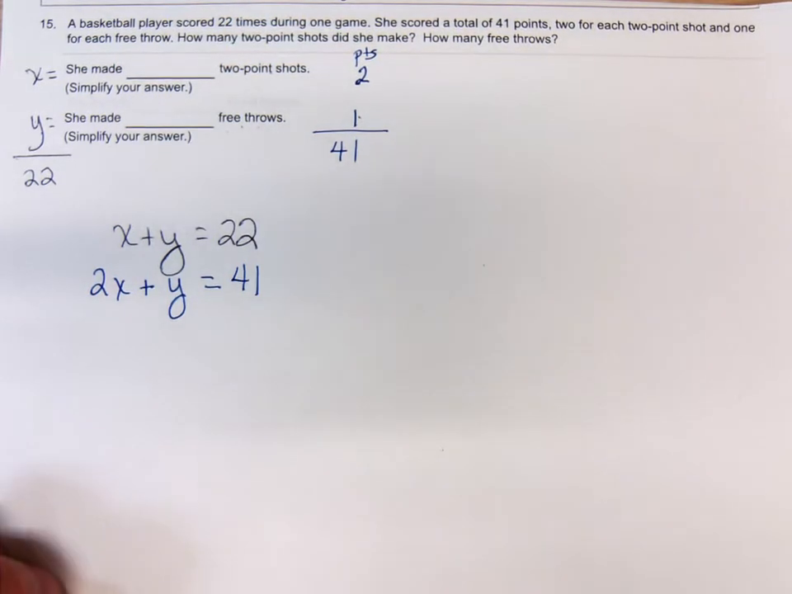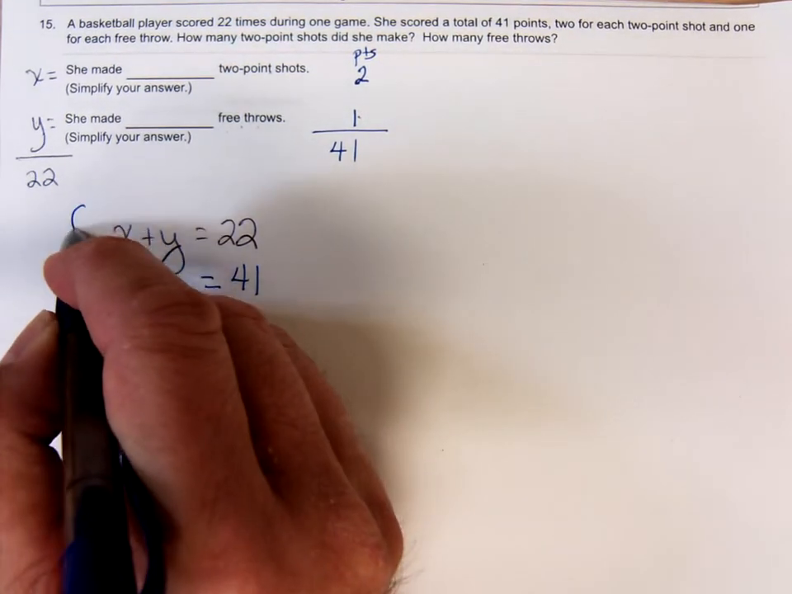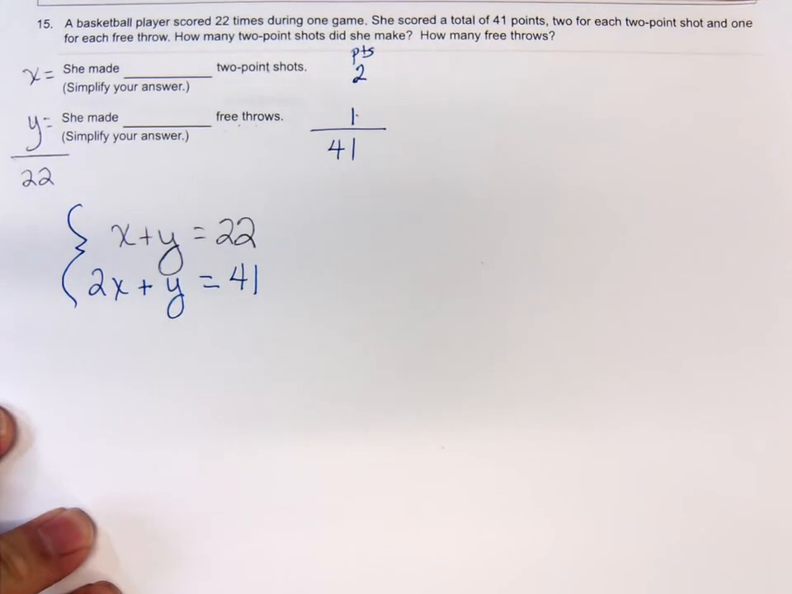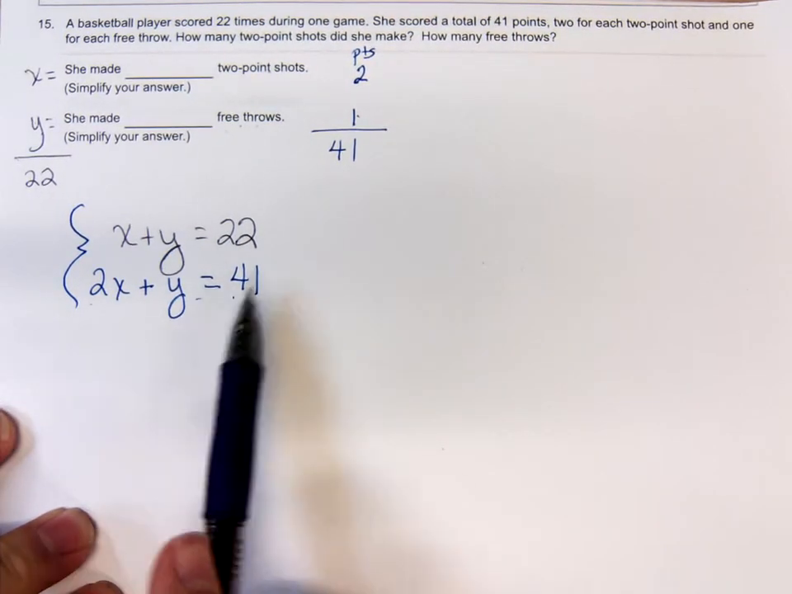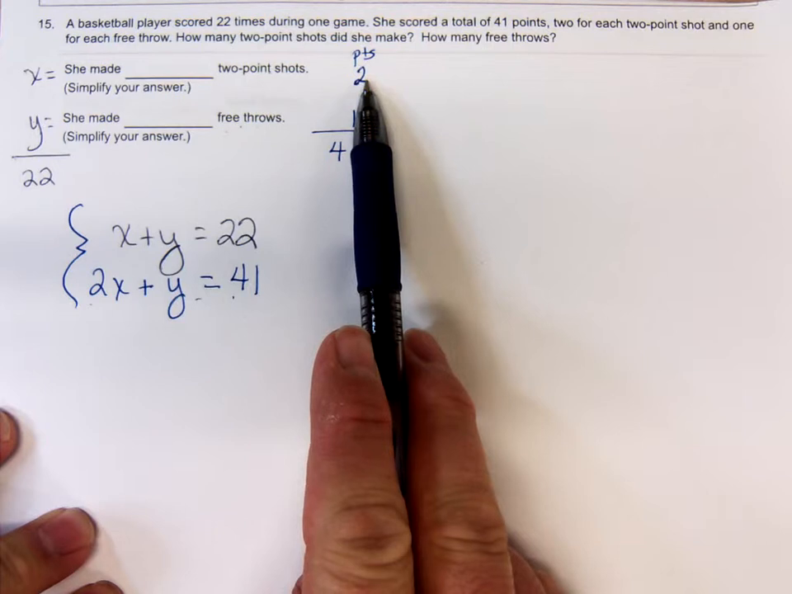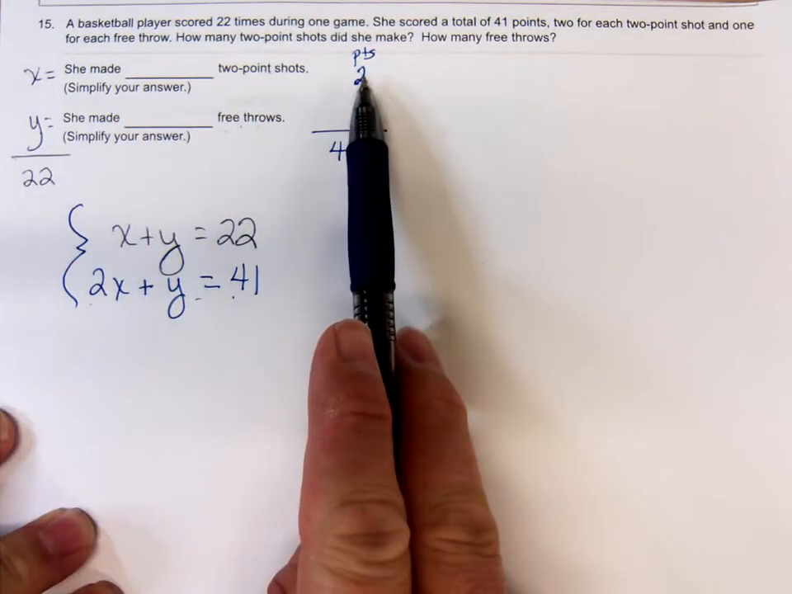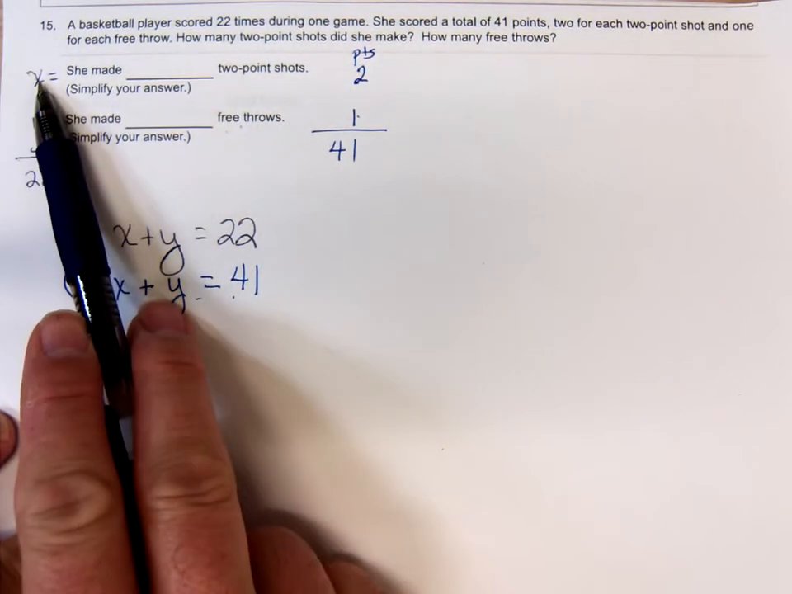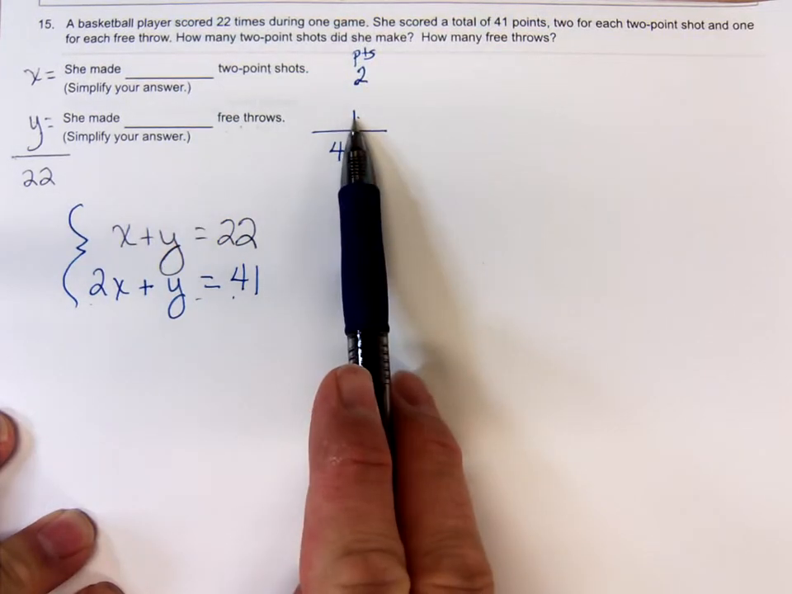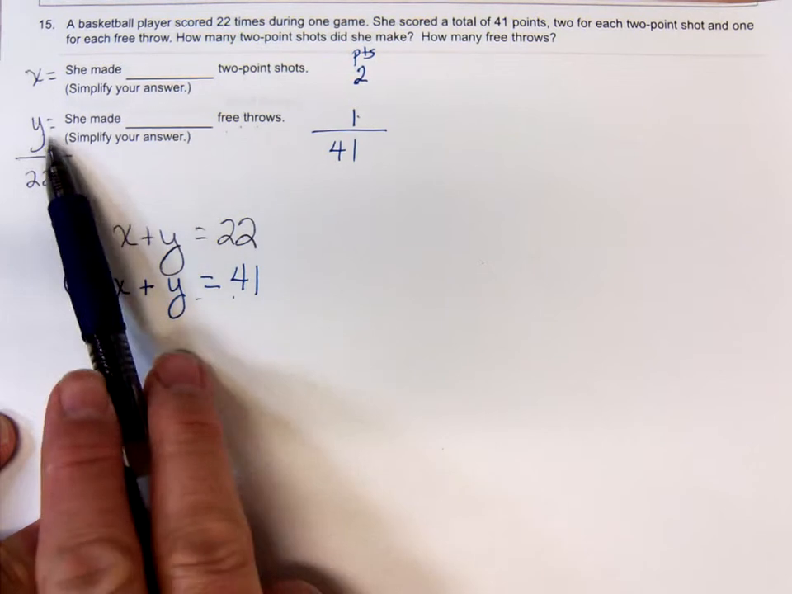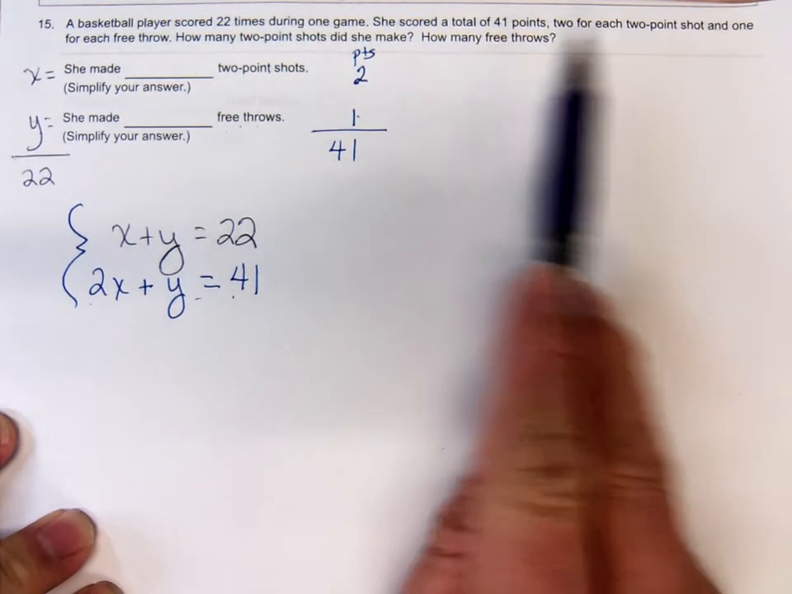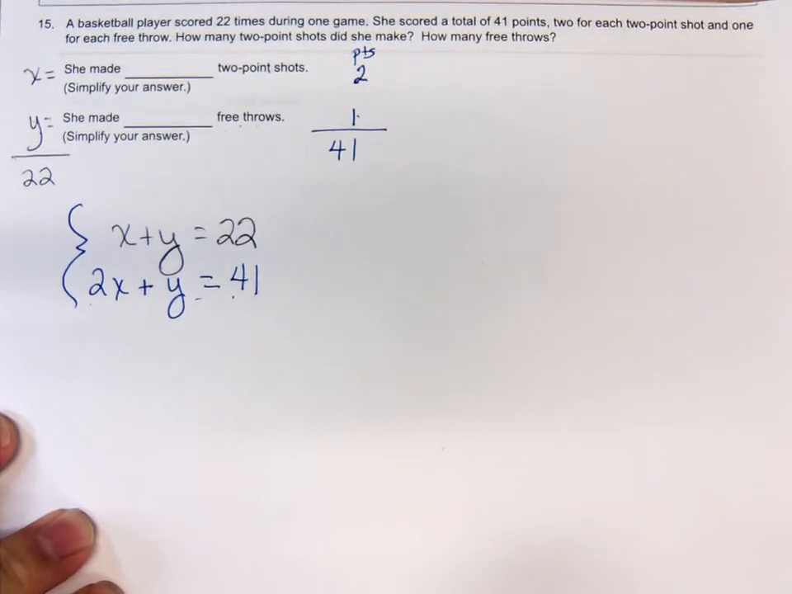I'm just going to set it up. Maybe for this first one I'll go ahead and go through and solve it. But did y'all see how I got the second equation? For every 2-point shot, she's getting 2 points. So 2 times X. For every free throw, she's getting 1 point. 1 times Y. Altogether, she got 41 points.